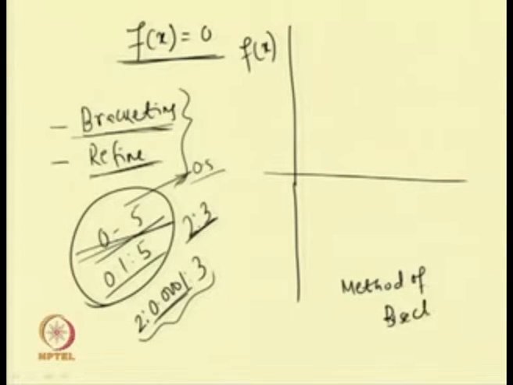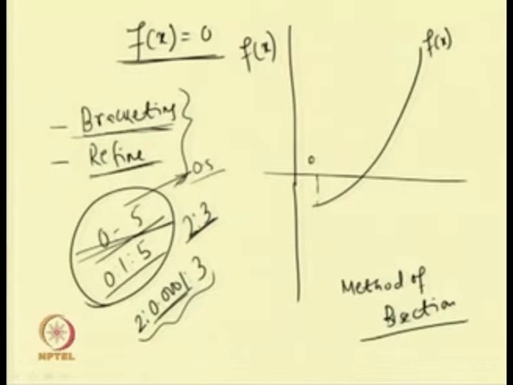So, in case of method of bisection, this is the function f x, after we have bracketed it. We know it lies between a and b. Let this be the x coordinate and this f x. We know that f a is negative and f b is positive. So the solution lies within a and b.